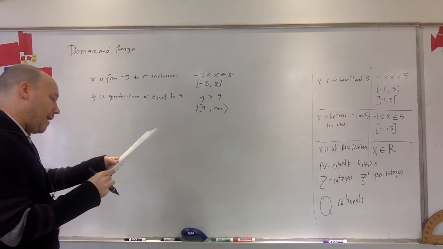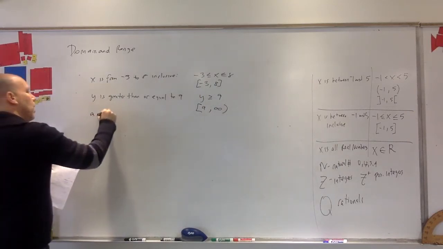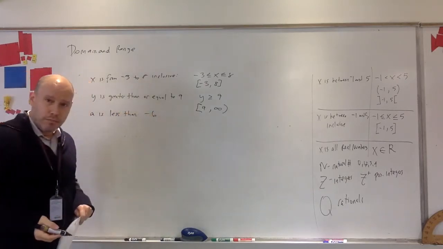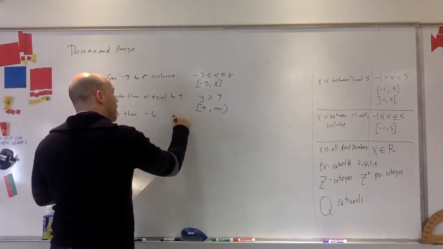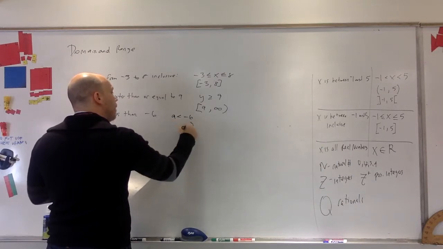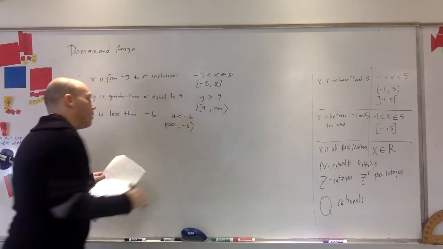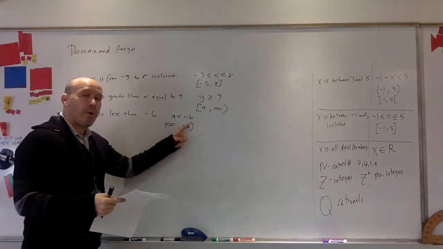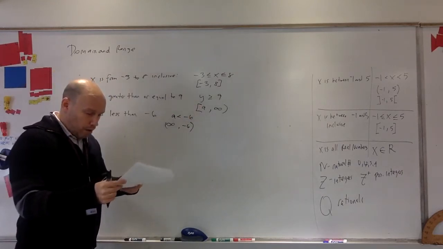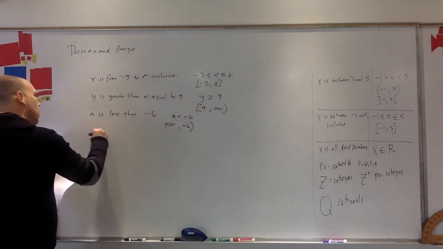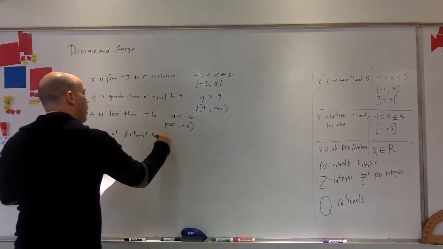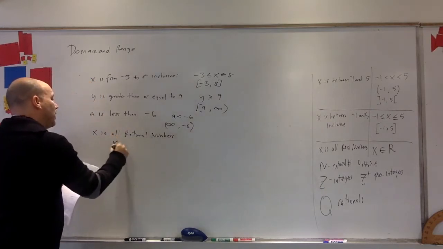How about a is less than -6? Well, that's easy. Pause. Okay, we're back. A is less than -6, or once again, 6 is not included, and everything is less than that. Now it's interesting. So this is an upper bound, and 9 is a lower bound. X is all rational numbers. If you recall, x is an element of Q.